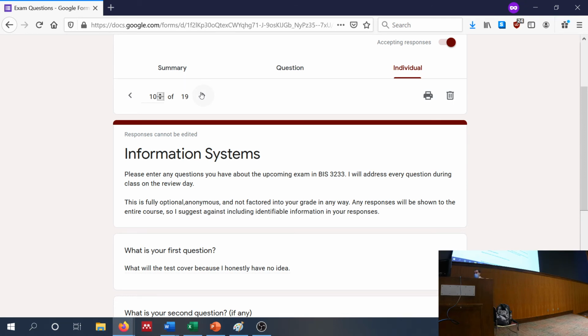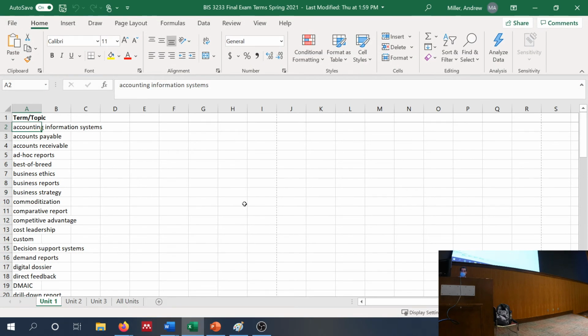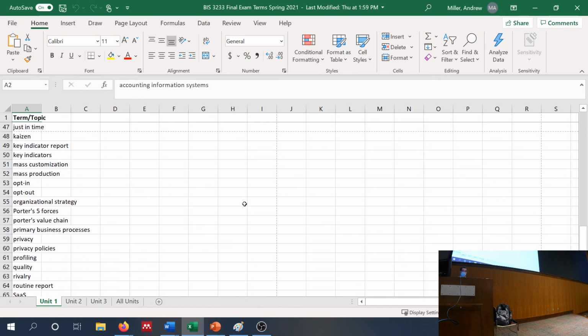So, what will the test cover? Cover all these terms. So, just make sure you know what they are. If you have any specific questions, I'm happy to address them.